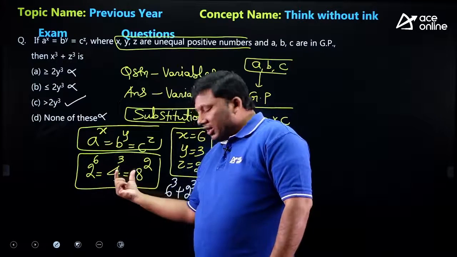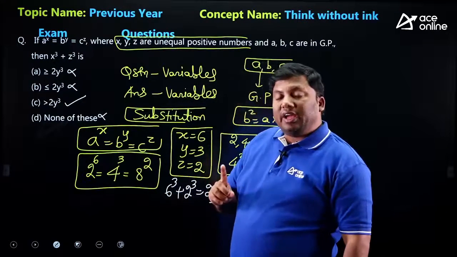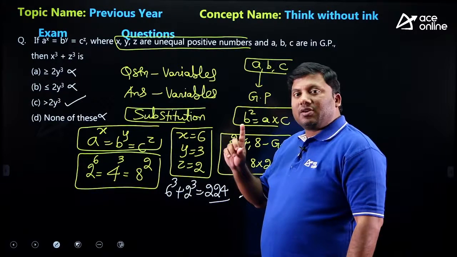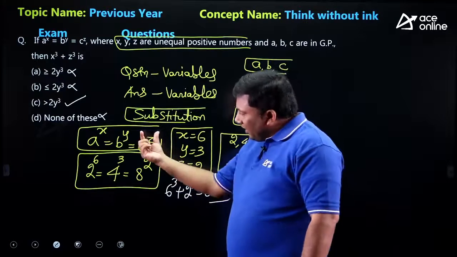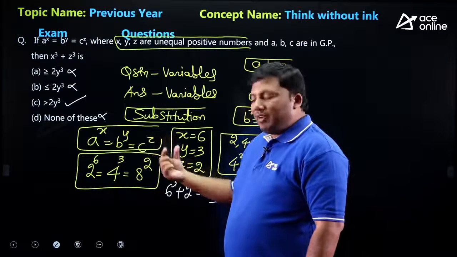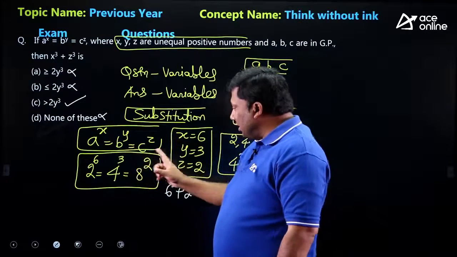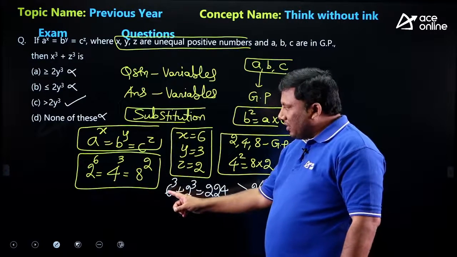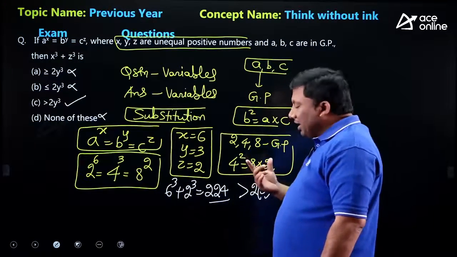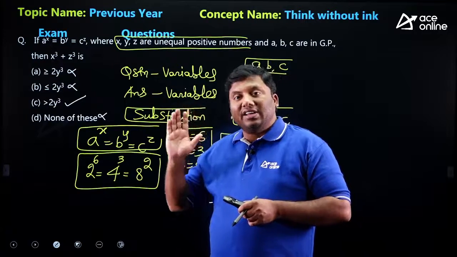2 power 6 equivalent to 4 cube equivalent to 8 square. A, B, C, 2, 4, 8 are in geometric progression. 4 square is equivalent to 2 into 8. So here A value will be 2, X value 6, B value 4, Y value 3, C value 8, Z value 2. So X 6, Y 3, Z 2. This will become 6 cube plus 2 cube. 216 plus 8 is 224. It is always greater than 2 into 3 cube. I hope the idea is clear.